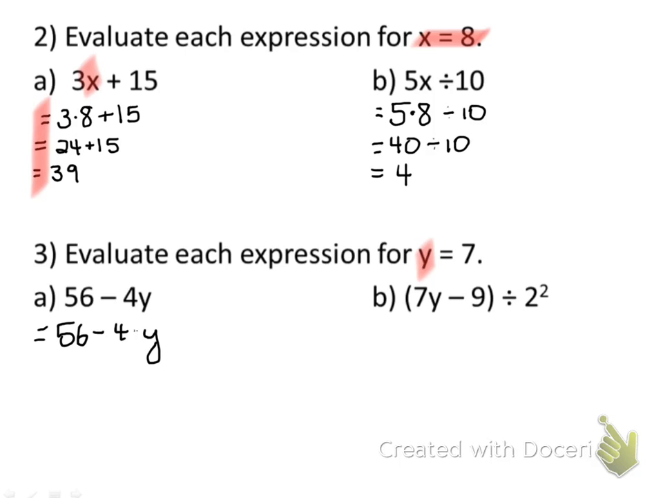Make sure this times symbol is bigger so you can see it. There you go. 4 times y. Oh, sorry. I did that wrong. Instead of writing our y, we need to write our 7. So I'm going to erase the y, and we're going to write a 7.